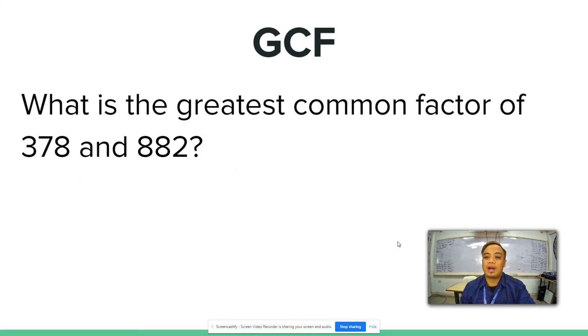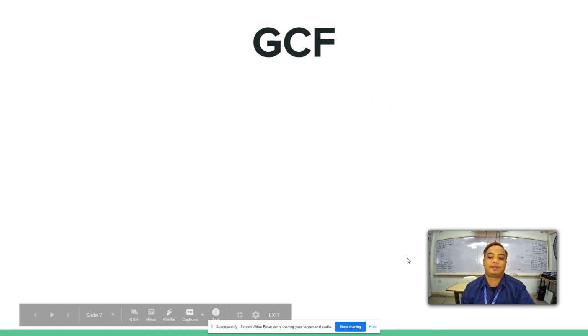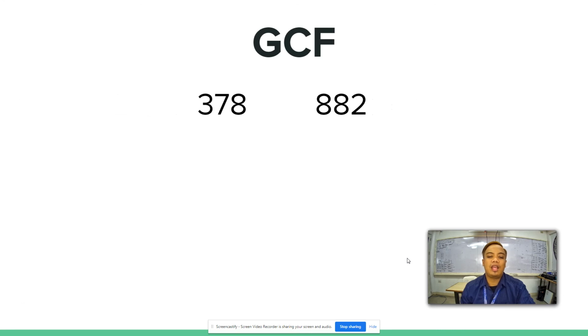Let's try to find the greatest common factor of 378 and 882. We will use this method called continuous division, and we will use it for both numbers. So we have 378 and 882, right? So we will think of number na pwedeng i-divide sa numbers na to. And first, we can divide them using the number 2.